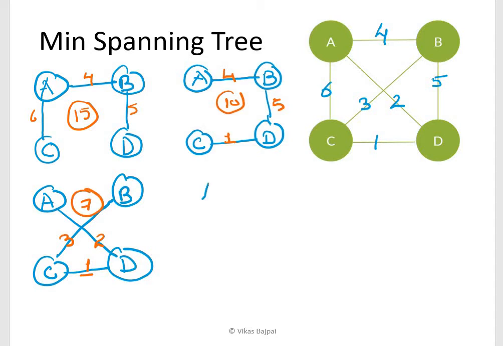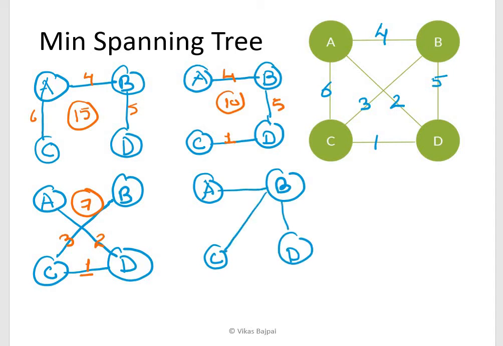Another setup can be, let's say, A, B, C, and D, and I have something like this. So the weights are 4, and then I have 3, I have 5. So the total weight comes out to be 4 plus 3 plus 5, which is 12.